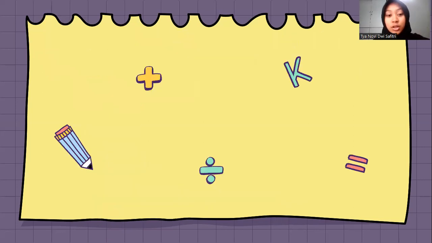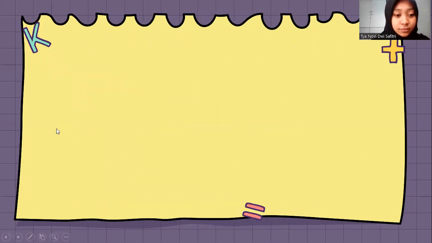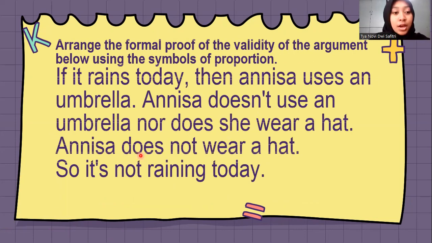So next we will learn about conclusion. Arrange the formal proof of the validity of the argument below using the symbols of propositions. If it rains today, then Anissa uses an umbrella. Anissa doesn't use an umbrella, nor does she wear a hat. Anissa does not wear a hat, so it is not raining today.